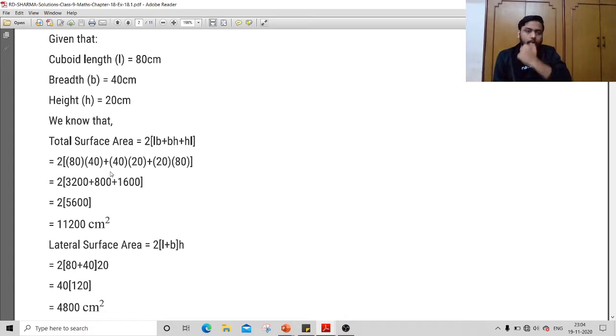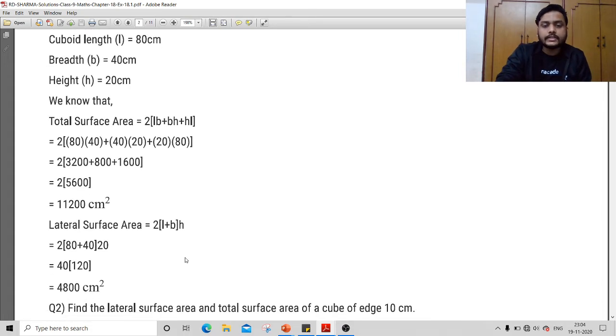If I'm talking about my lateral surface area, what will that be? Understand, it is going to be 2 times of (LB plus BH). It is the same thing, they have just taken H common and written it in this form. That will be 2 times of (80 into 20 plus 40 into 20). That will give you 40 times of 120, that is 4800 centimeters square.